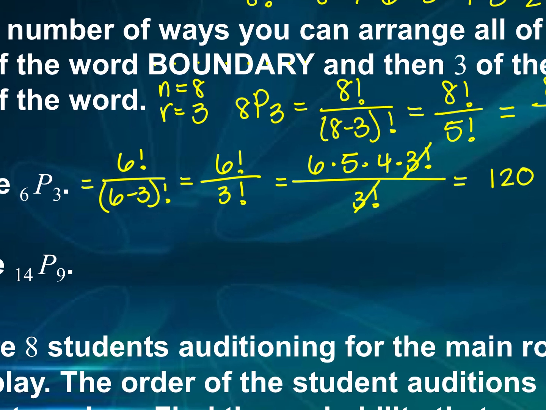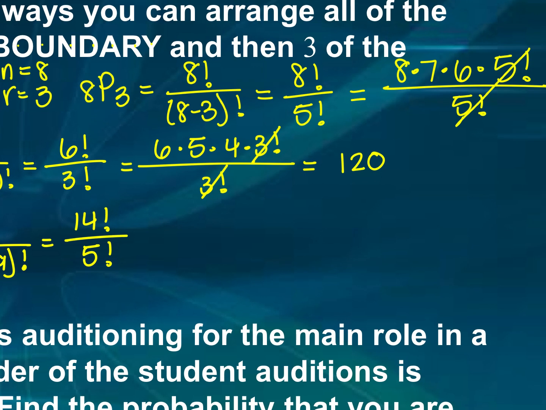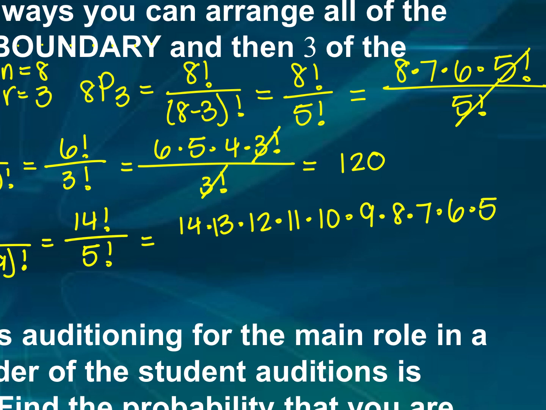Looking at the next one. For this one, I'm going to have 14 factorial over 14 minus 9. 14's going to stay here. I'm not solving anything on the top, and this is going to be 5 factorial. I'm going to write it out. I have 14 times 13 times 12 times 11, 10, 9, 8, 7, 6, and I'm stopping at 5. This one's going to give me a 5 on the bottom. These 5s are going to cancel out.